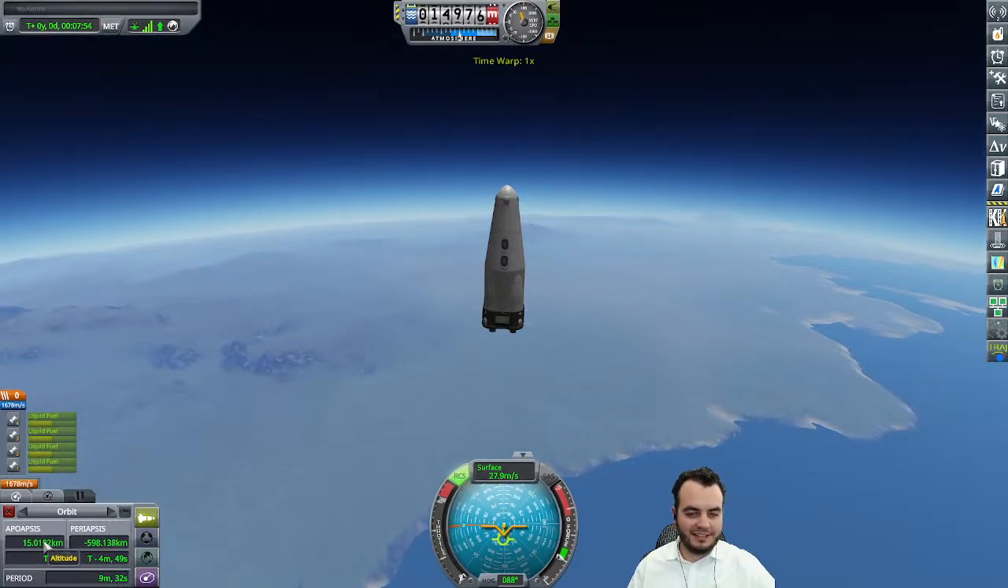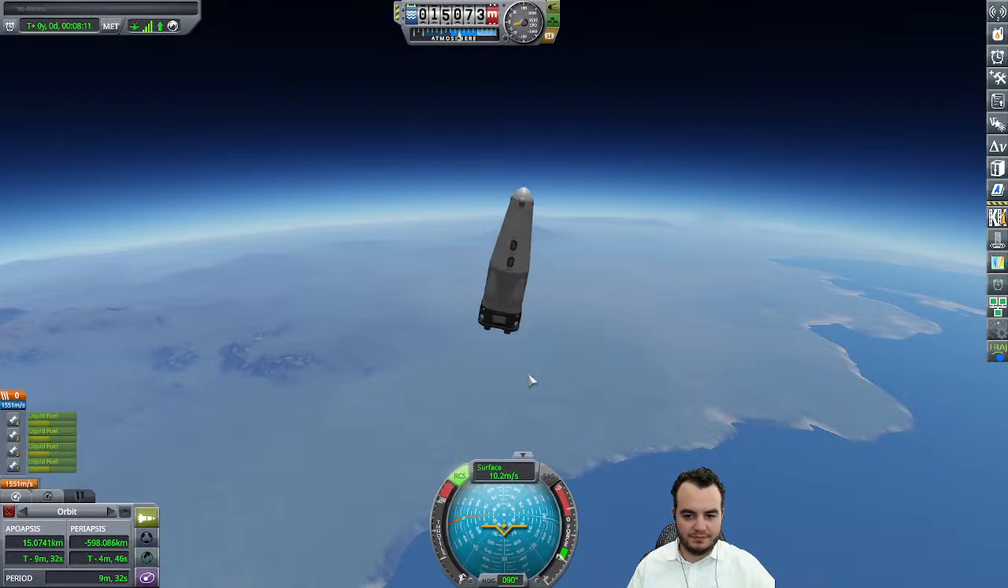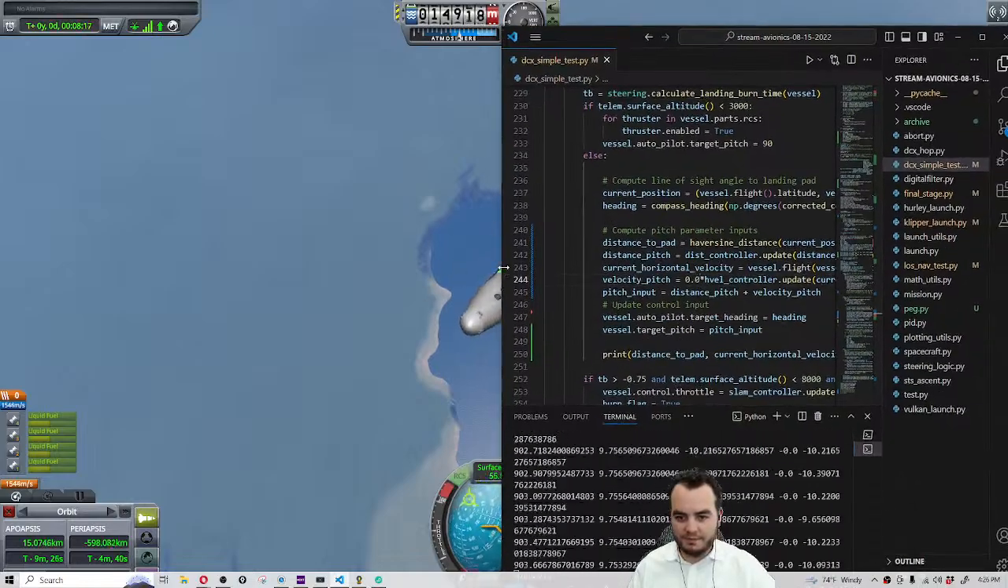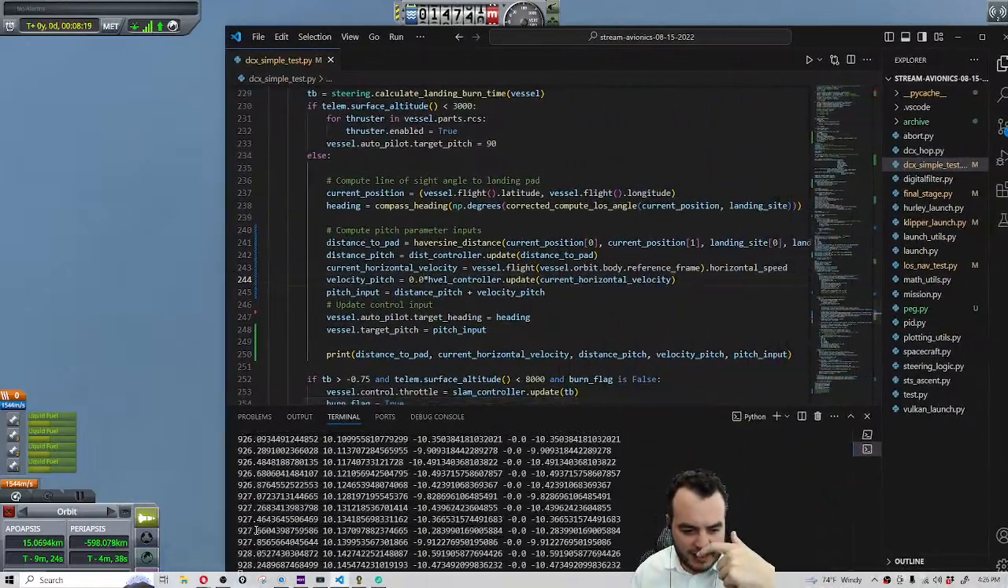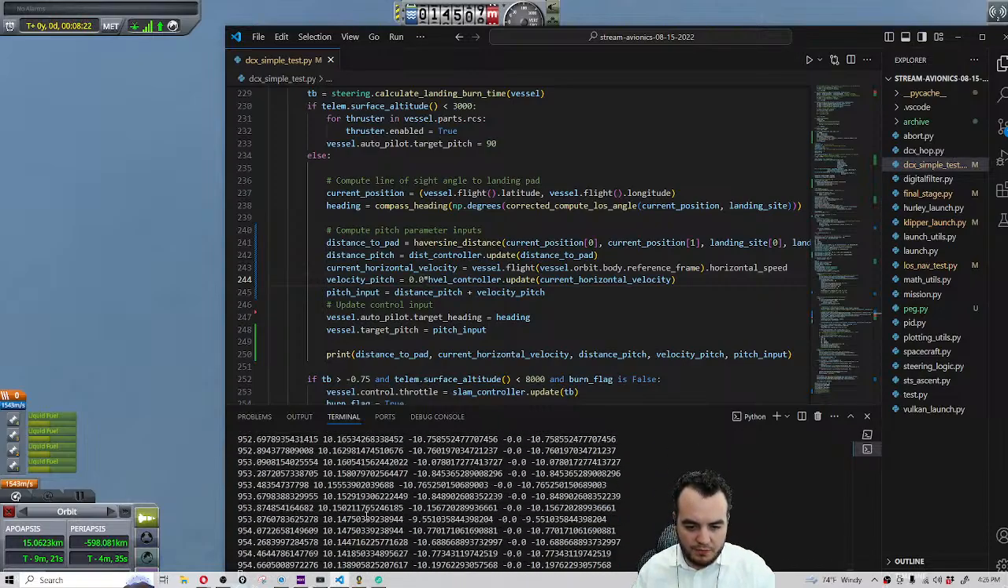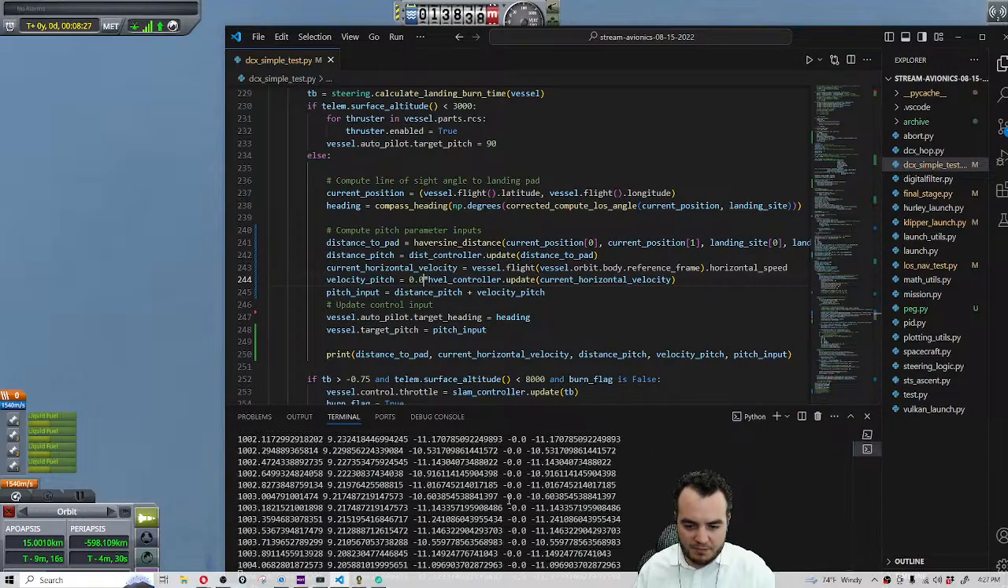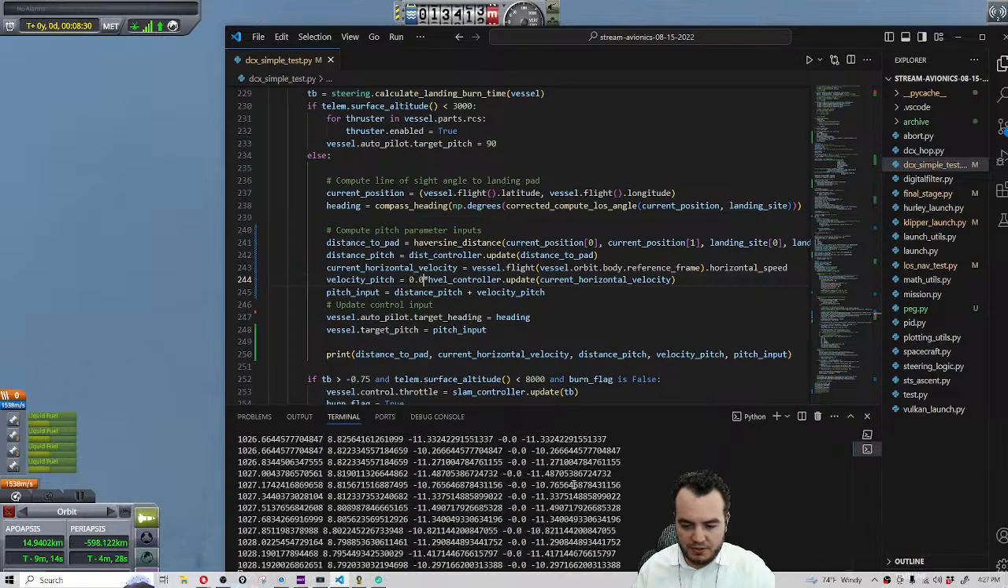Oh, look at that, chat. Look at that. 19 meters off that time. Awesome. There we go. Sweet. Easy peasy. There we have it, chat. Our calculations. So distance to pad, horizontal velocity, our pitch with respect to distance, our pitch with respect to horizontal velocity, and our pitch with respect to everything combined. So that looks to be working.